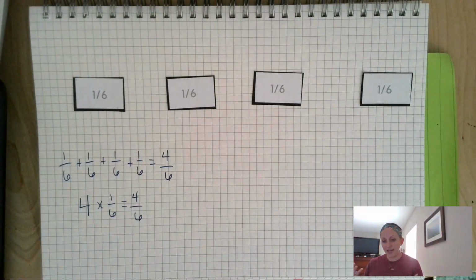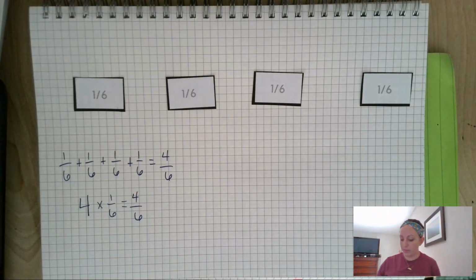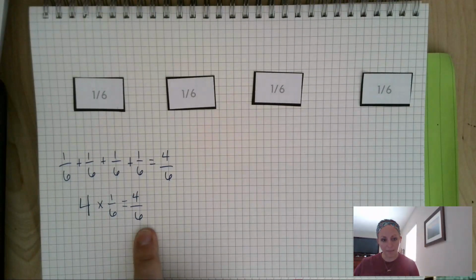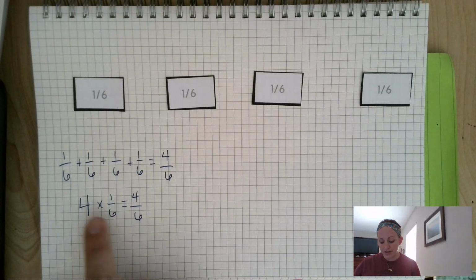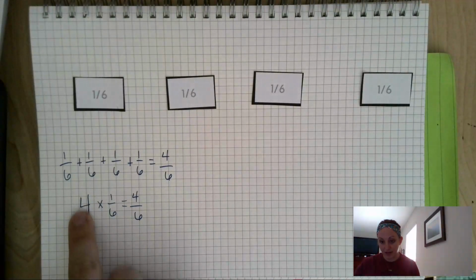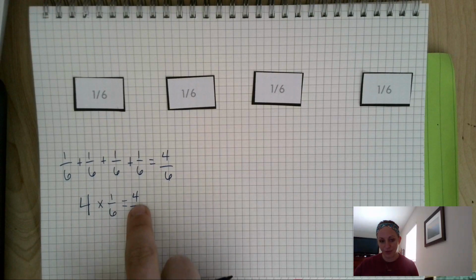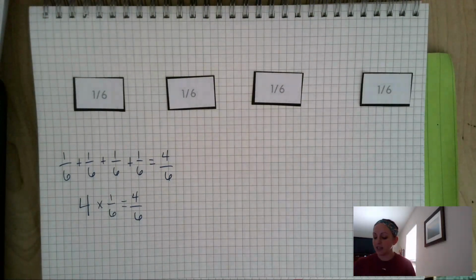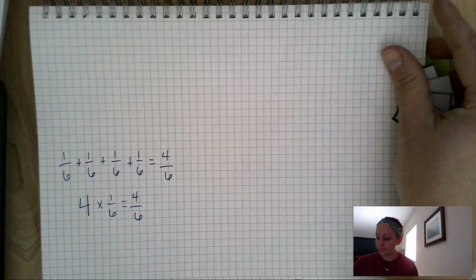And that also equals 4/6. So when I'm taking a unit fraction and I'm multiplying it by a whole number, what do you see? My whole number from my multiplication becomes the new whole number over the fraction. Let's look at another example. Let's see if that happens again.